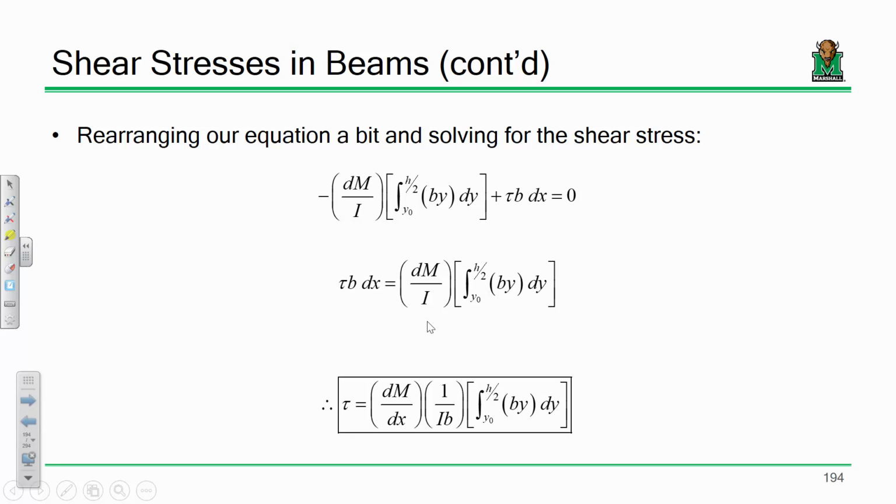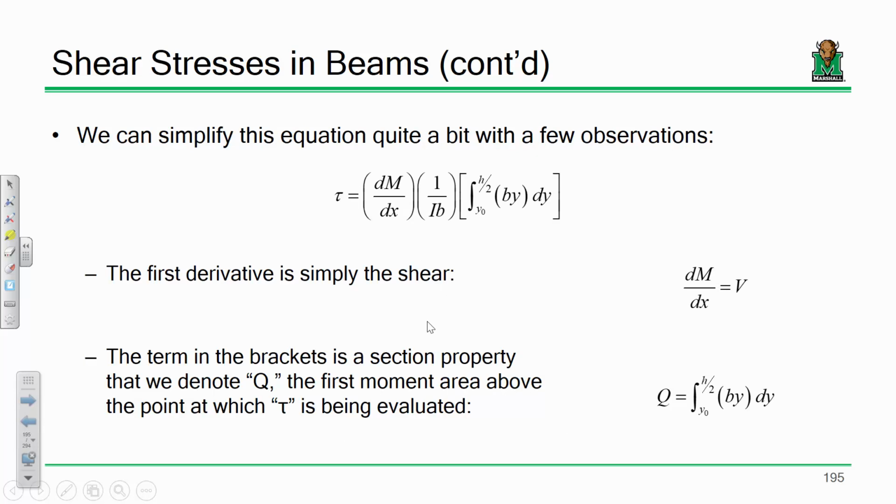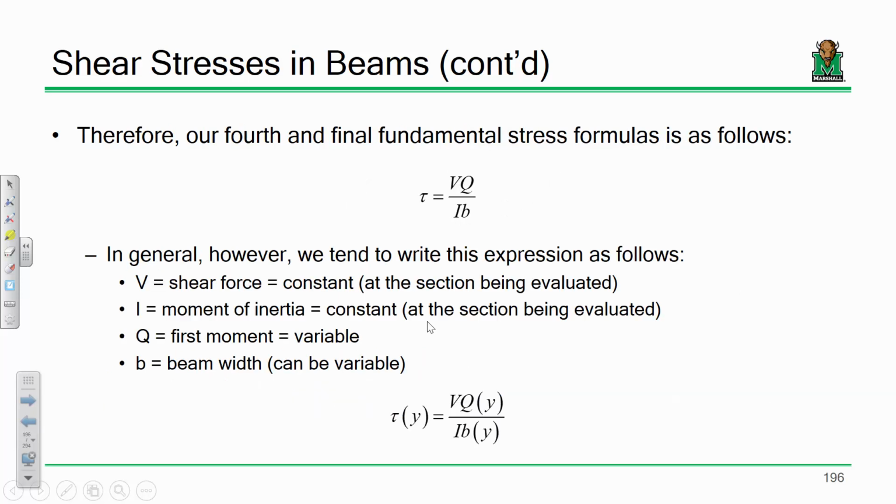This right here is a new section property. What we're going to call that is a first moment of area. We're going to call that term Q. It might seem super complicated because it's an integral and, oh God, integrals. It's really not bad. It's actually really simple to compute Q, and I'll show you how that's done. But basically, we can simplify that expression really quickly by recognizing that the derivative of moment with respect to x is shear, and that this term in the brackets is a section property called Q.